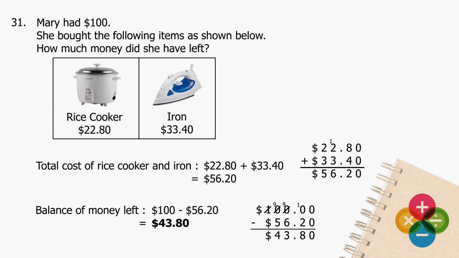The rice cooker cost $22.80. An iron cost $33.40. Adding $22.80 to $33.40, the sum is $56.20. Using Mary's $100 minus $56.20, Mary is left with $43.80.